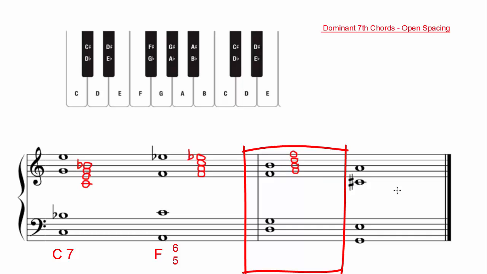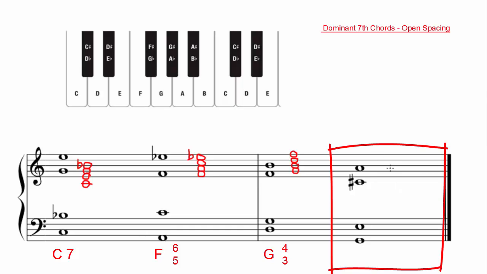Our second step is to look at what note is the lowest note in the chord. In this case, we can see that the D is the lowest note in the chord. If we refer back to our root position closed chord, we can see that D is the fifth, meaning that this is a G dominant seventh chord in second inversion.